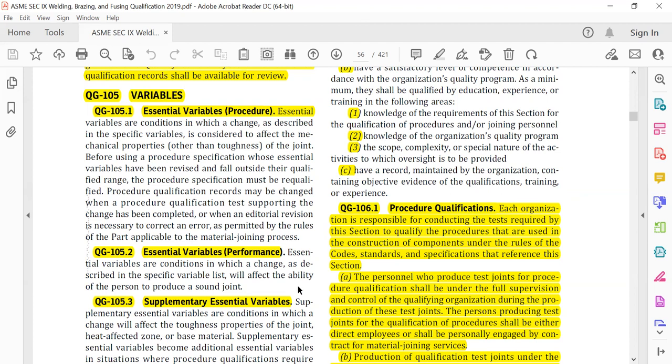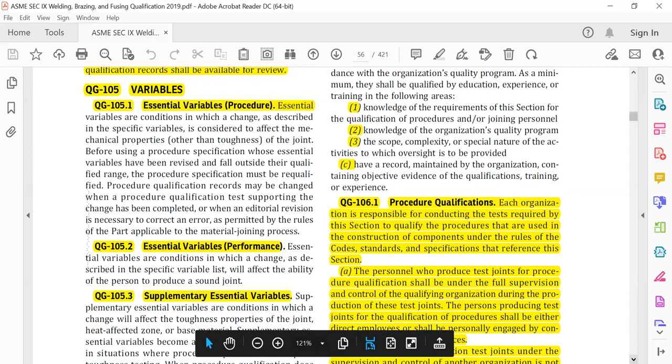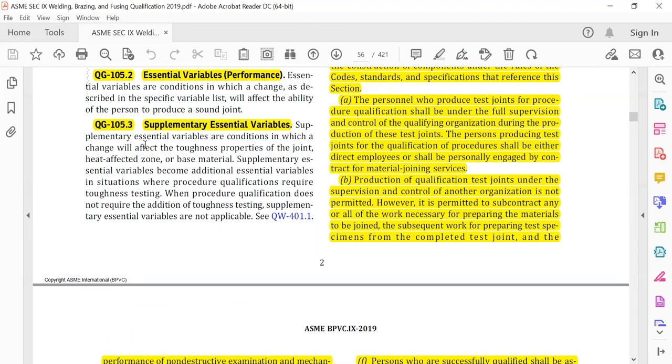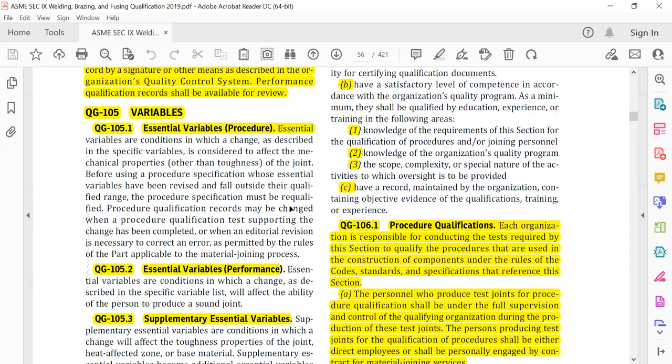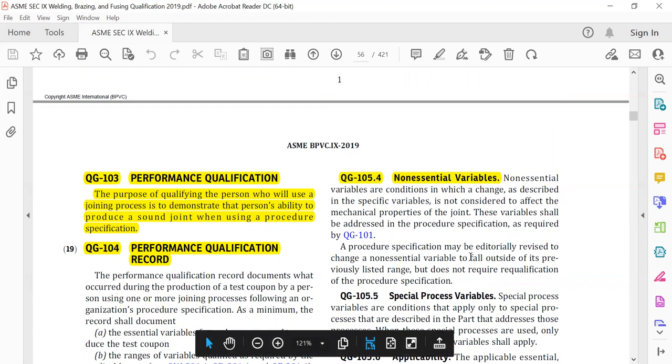Essential when described by the specific variable list, it will affect the ability of the person to produce performance. So the ability of the person to produce a sound weld joint will vary. So you cannot change an essential variable. Supplementary essential variable, even that you cannot change if it is there. So the toughness properties of the joint, heat affected zone, all this is required. Non-essential variable you can change, but you must write a revised procedure WPS. That's all, if you want to change something.